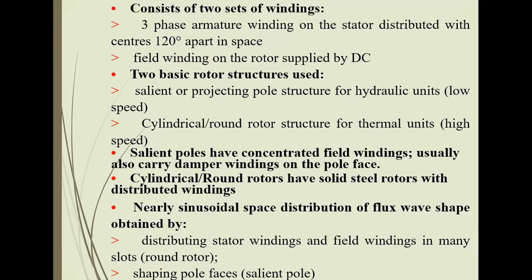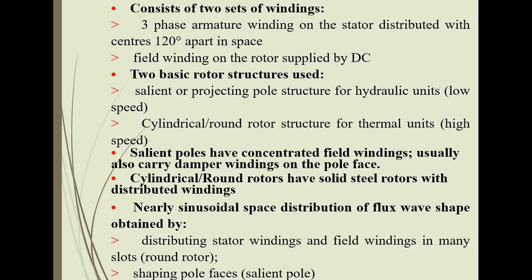Salient poles have concentrated field winding. They usually carry damper windings on the pole face. But cylindrical or round rotors have a solid steel rotor with distributed windings.